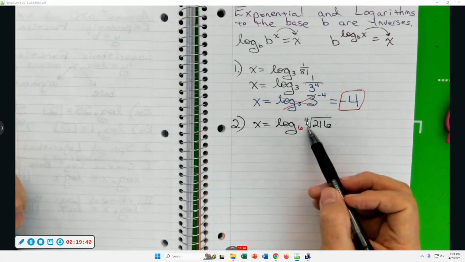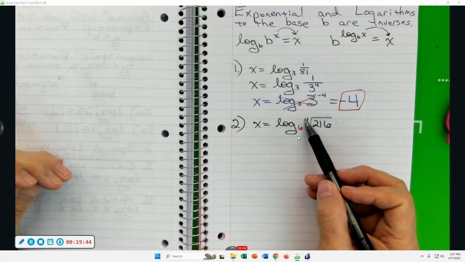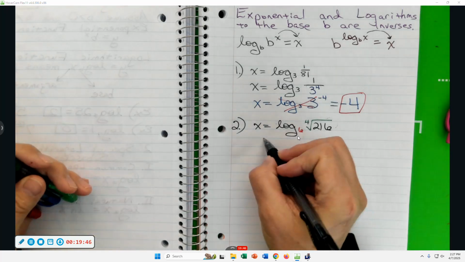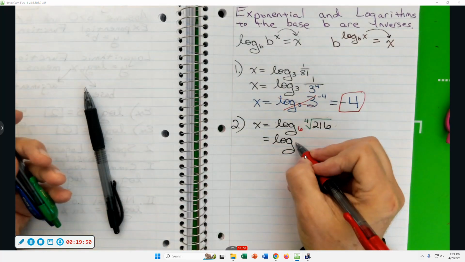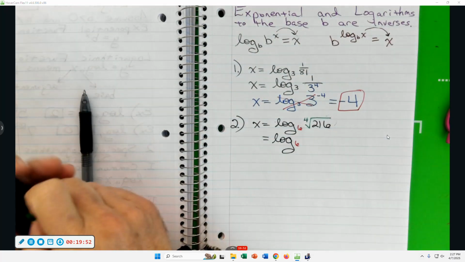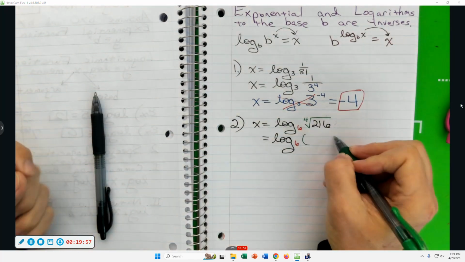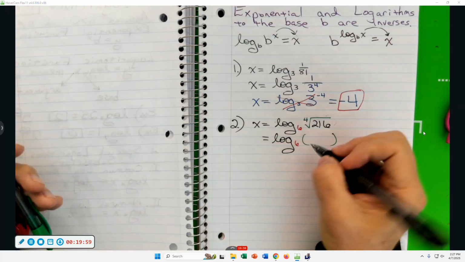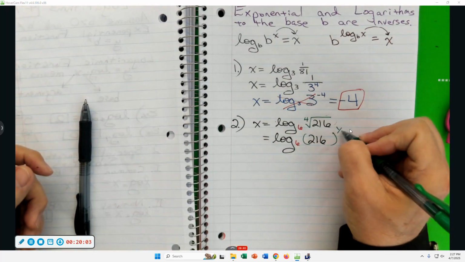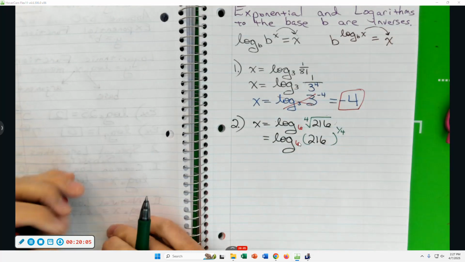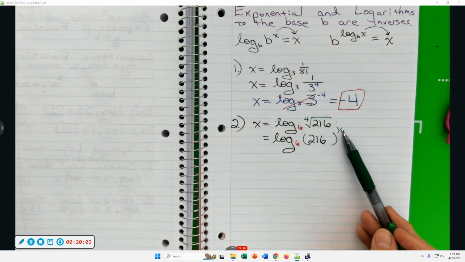What I'm going to do, I said the last time, you need to get used to the idea that when you see a radical, rewrite it as an exponent. So the first thing I'm doing is rewriting that 4th root. So we have log base 6 of 216 to the 1/4. Remember we said a fourth root is the same thing as a 1/4 exponent.